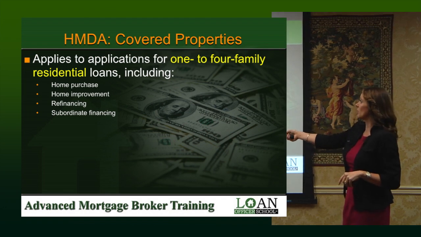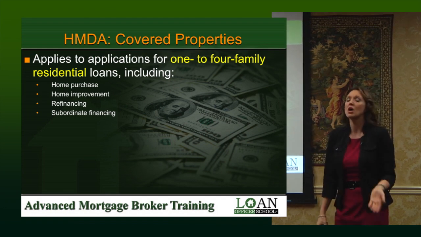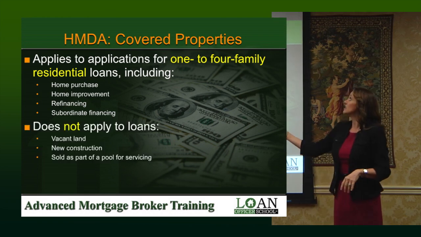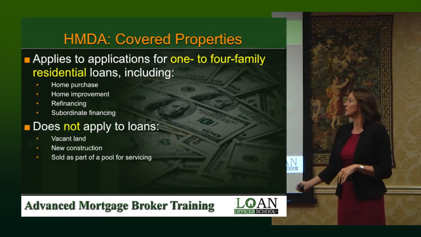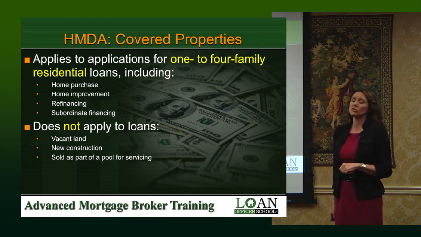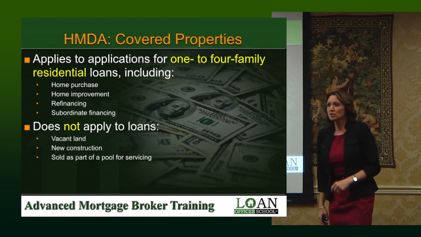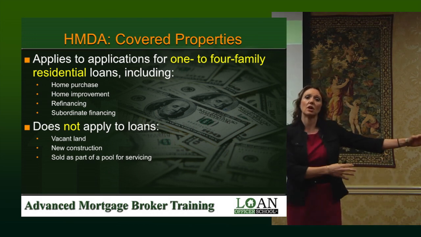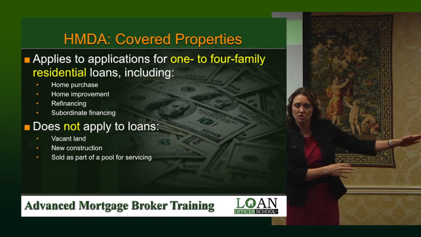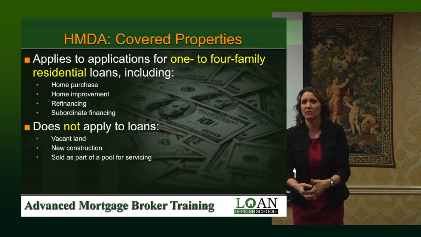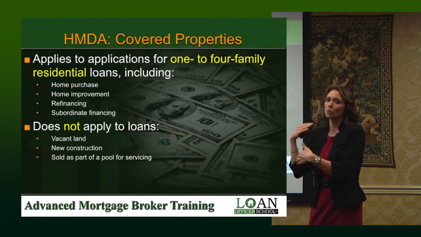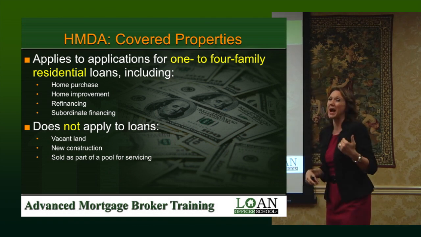If it's a purchase, a refinance, a home improvement loan, or a subordinate loan, HMDA, or Home Mortgage Disclosure Act, rules always apply. The only time HMDA does not apply to a loan is when it's done on vacant land, new construction, or it is sold as a part of a pool for servicing. So if Chase Bank does $100 million of loans and they sell it off to an investor or to a servicer, they don't need to redisclose that information. It should have been on the applications to begin with. So it's not like a redisclosure has to happen there or they have to go back and get that information.